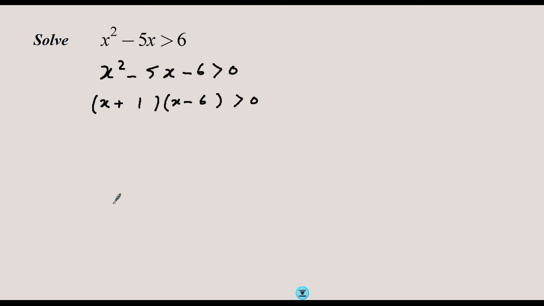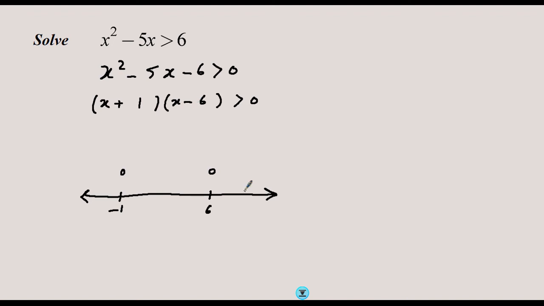So my 2 critical points are indicated first on the number line. They are -1 and 6. And since they are critical points, then I know that I have a product of 0 here and 0 here. Because when x is 6, this bracket is 0, so the product equals 0. And when x is -1, this bracket is 0, so the whole product is 0.